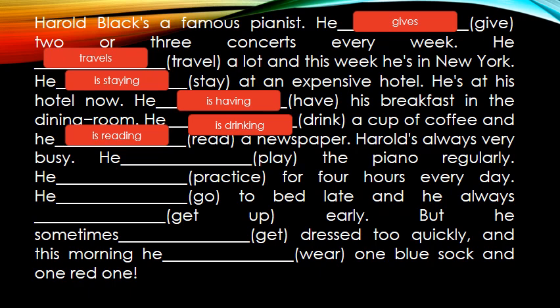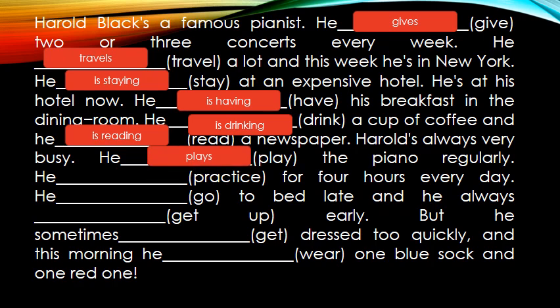Harold is always very busy. Is always. So now we're talking about what he is always up to. He plays the piano regularly. If you notice here the word regularly, it shows that the action is not happening now, it happens regularly. So I should use the simple present tense. So he plays the piano regularly.